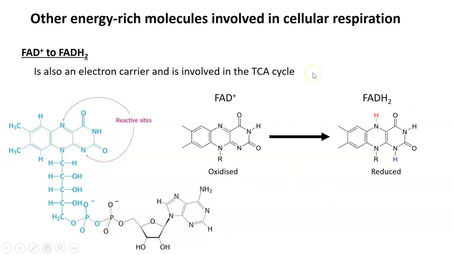Again, we'll talk about FAD and FADH2 in a bit more detail in the next lecture about the different stages of cellular respiration. It's basically these electrons here that allow for these hydrogens to react with. It's these electrons here which are again the high energy electrons.